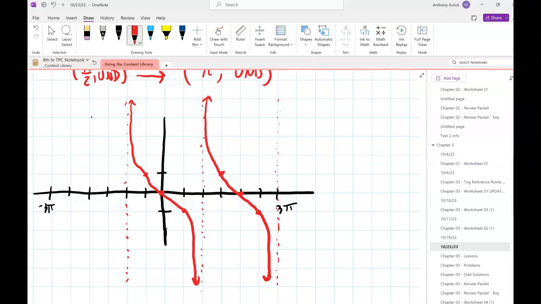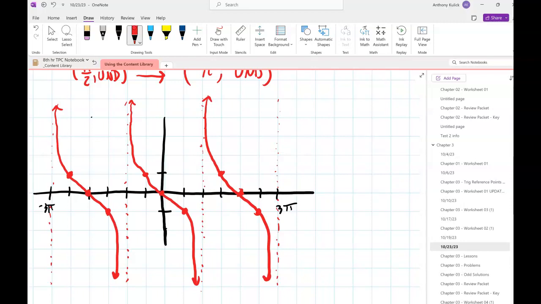I'll do the same thing on the left side here. I have 1, 2, 3 points or tick marks in between my asymptotes. And I start with a point at 1, 0, and negative 1, and connect my dots. Everybody okay with how I drew that?